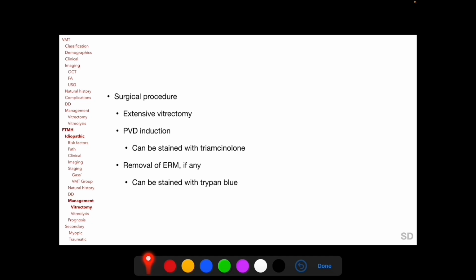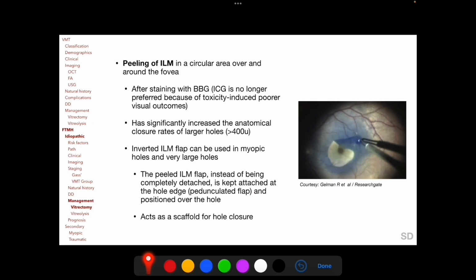Surgical procedure for full-thickness macular hole includes extensive vitrectomy, induction of posterior vitreous detachment with the posterior hyaloid, which can be stained with triamcinolone, being separated from the posterior pole up to the equator, removal of epiretinal membrane, which can be stained with trypan blue, and peeling of internal limiting membrane in a circular area over and around the fovea.